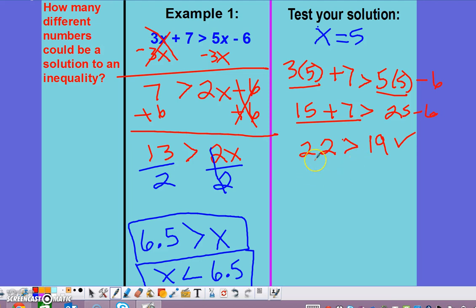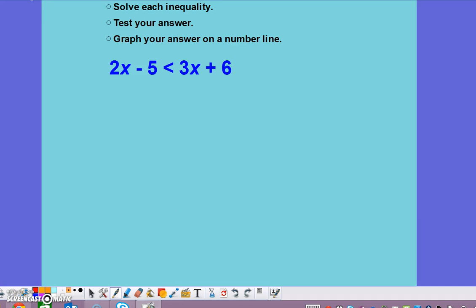So that worked for our solution, and we could check multiple numbers that are less than 6.5. But if it works, we know that our solution is correct. We know that x is less than 6.5. So let's try another example. Solve each inequality, test your answer, graph your answer on a number line.